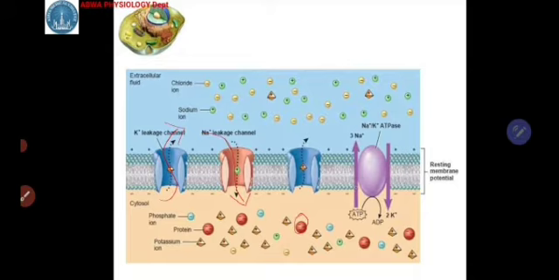And this is the sodium potassium pump. It pumps three sodium outside and two potassium inside. It means this pump is also maintaining or creating a relatively negative environment inside the cell compared to the outside of the cell.